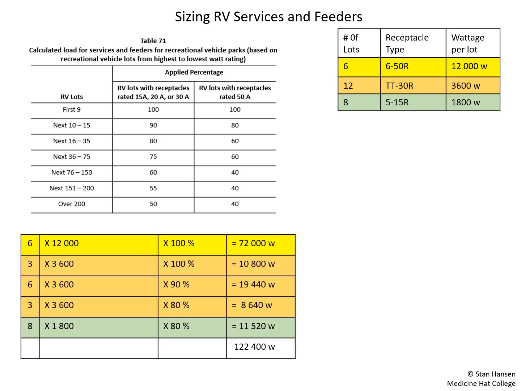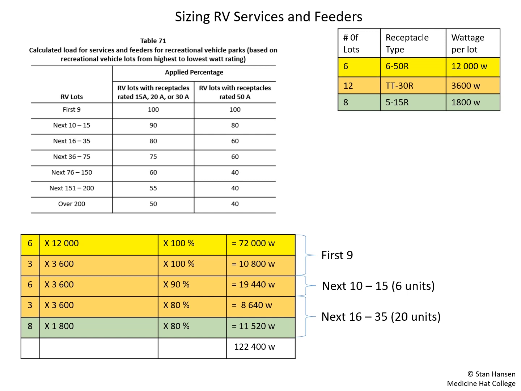We can see from our new chart that all the loads that we have are separated out into individual sections as per Table 71. The first section of Table 71 is for the first 9 receptacles. Therefore, we're going to take our largest receptacles, which are our 6 12,000 watt receptacles, and we're going to apply them to that first section. We still have 3 receptacles left over, so we're going to add in 3 of the 3600 watt receptacles.